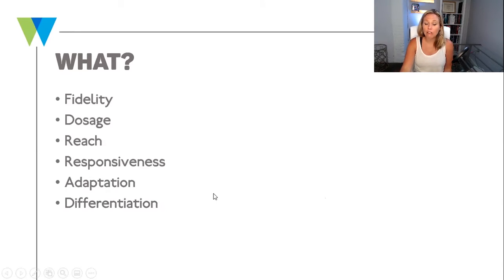So again, these are the different dimensions that we look at when we're evaluating the effectiveness of implementation. Stated differently, these are the domains we look at when we want to know if implementation is going well. Do you have good quality implementation? Well, look at the fidelity, the dosage, the reach, the responsiveness, the degree of adaptations and how well they're being tracked, and differentiation.